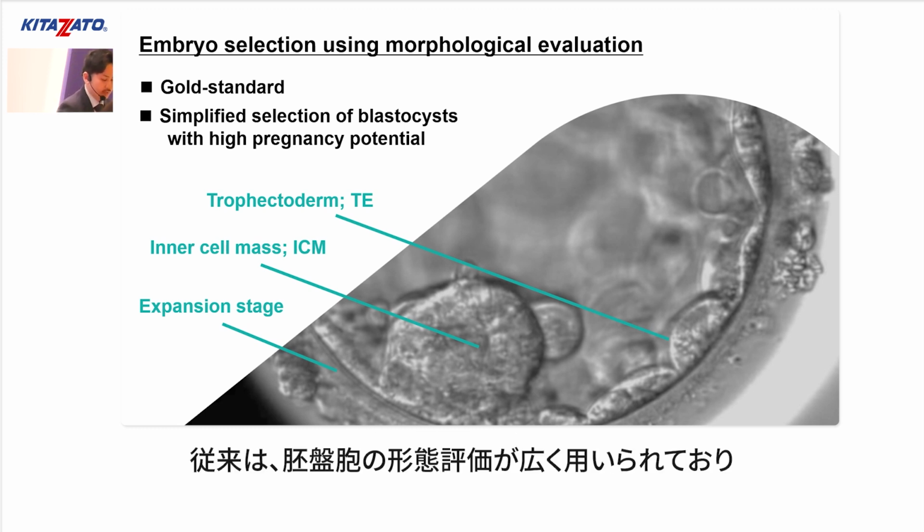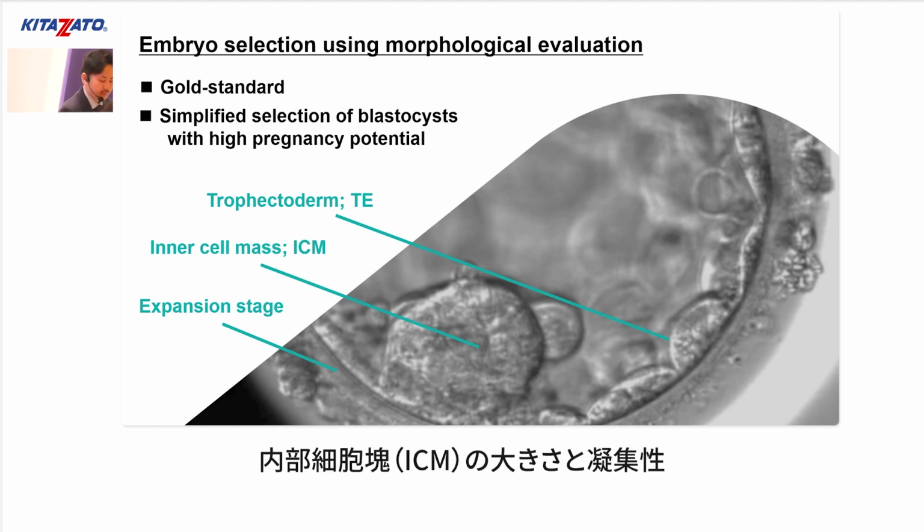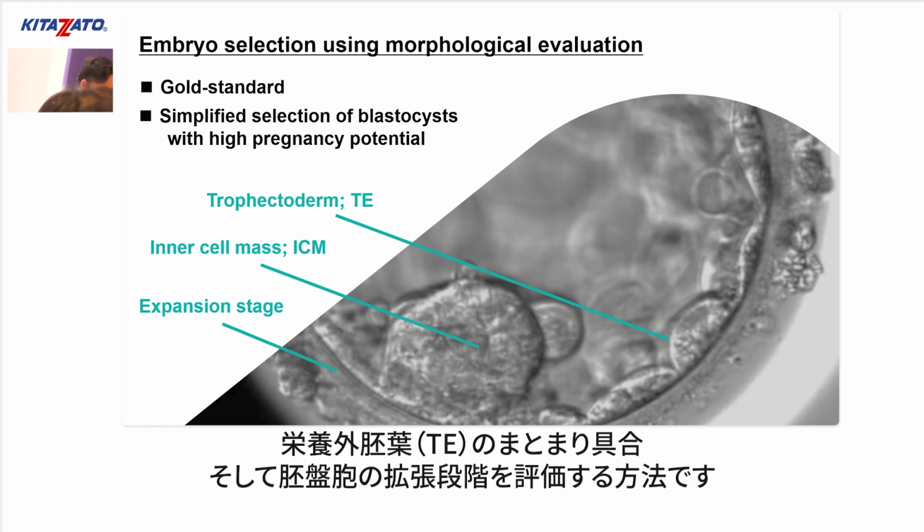Traditional blastocyst selection is primarily based on morphology, which considers the size and compactness of the ICM, the number and cohesiveness of the TE, as well as the expansion stage, and is widely used.